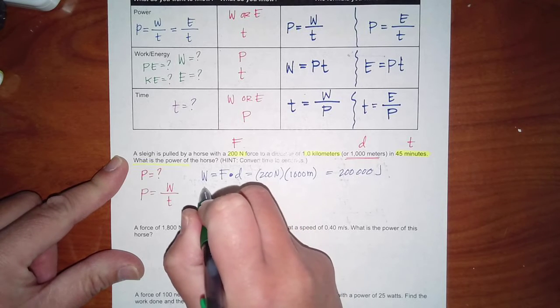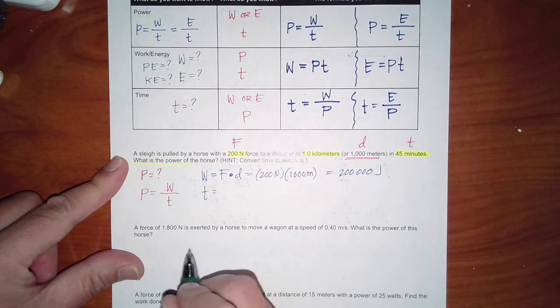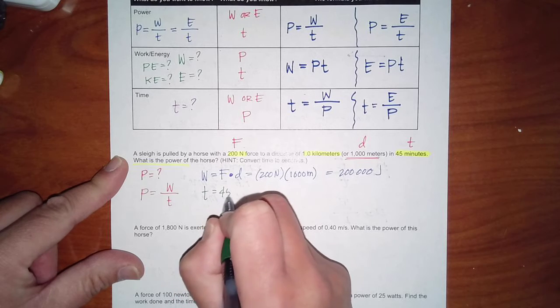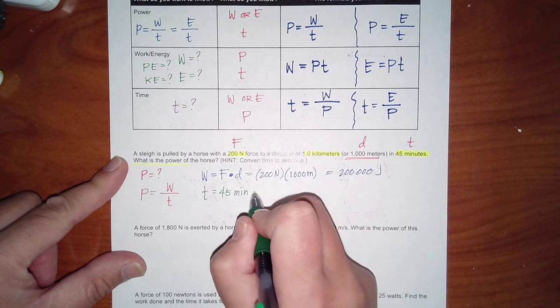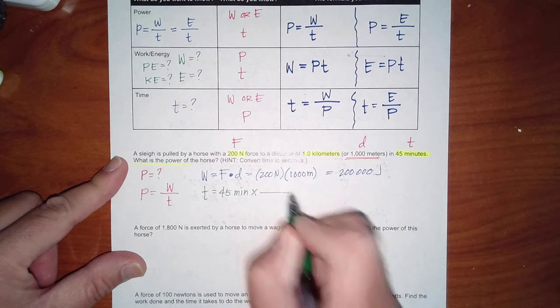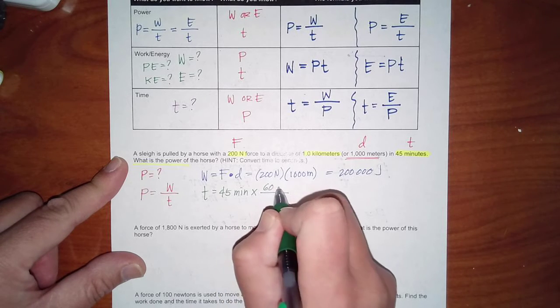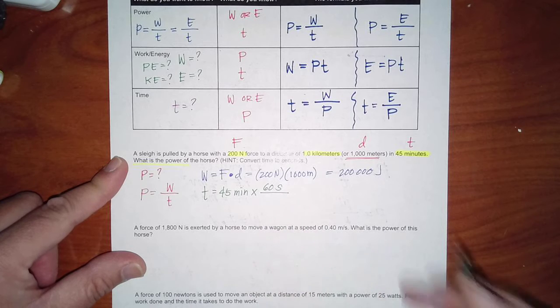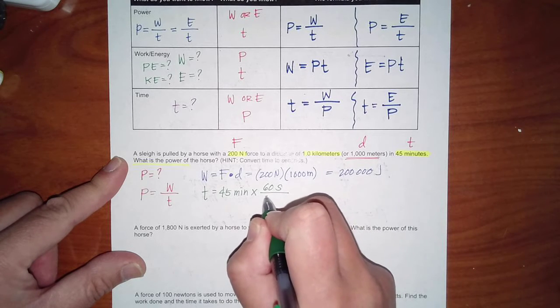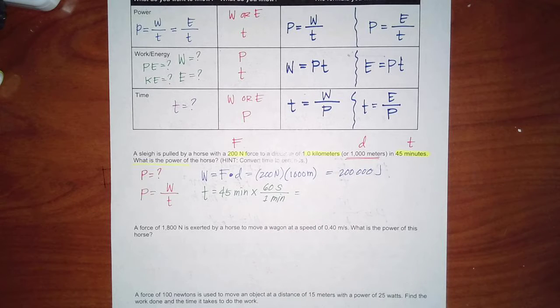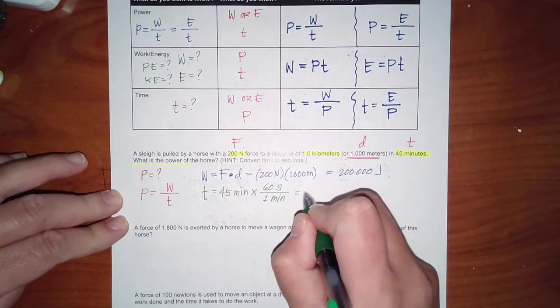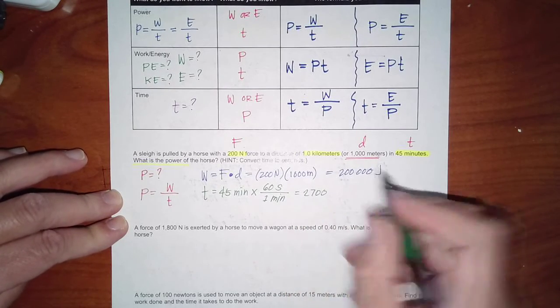Now, in terms of time, let's take a look at time. Time is provided in terms of 45 minutes. But we all know that we're not going to be using minutes, but instead we're going to use seconds. So let's convert this into seconds by multiplying it by 60, because there are 60 seconds per minute. So for every minute, there are 60 seconds. So by multiplying 45 and 60, we have a value of 2,700 seconds.